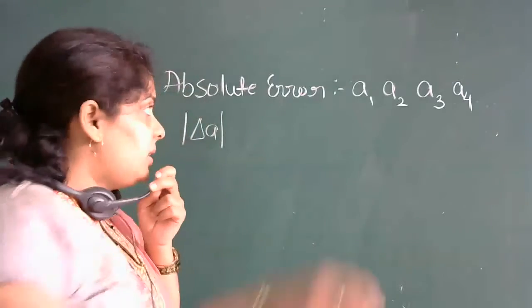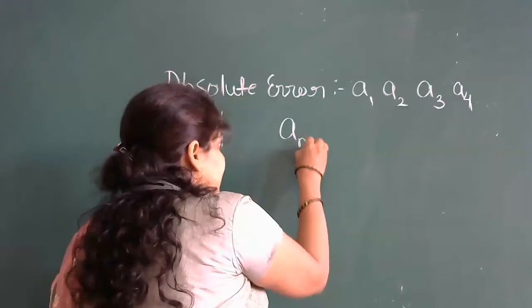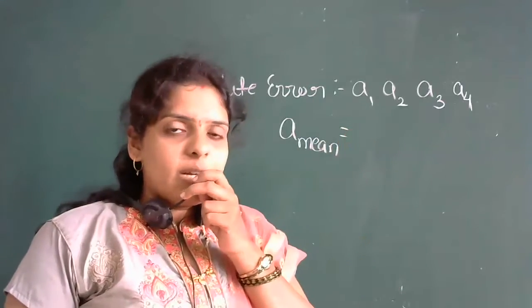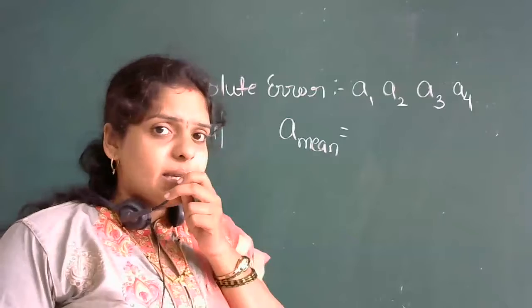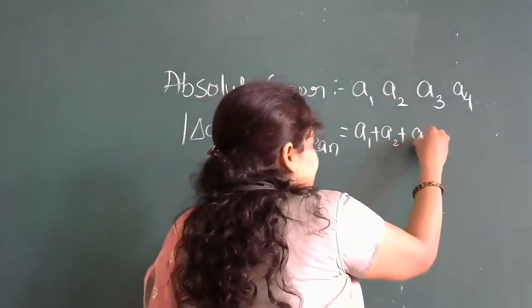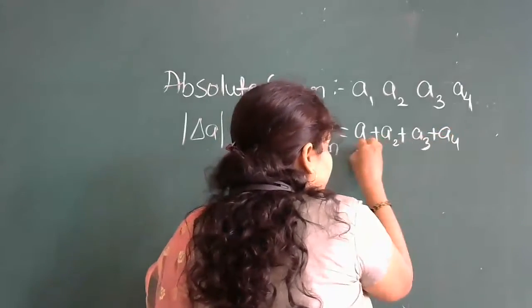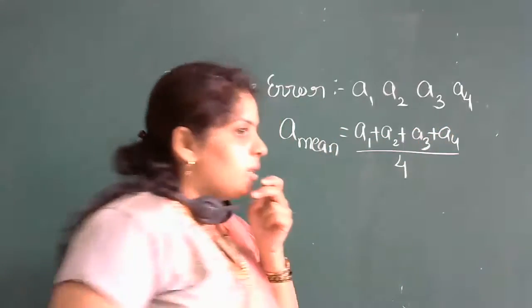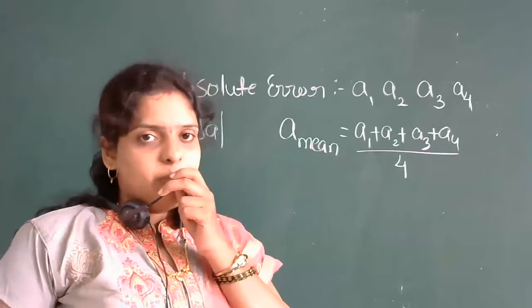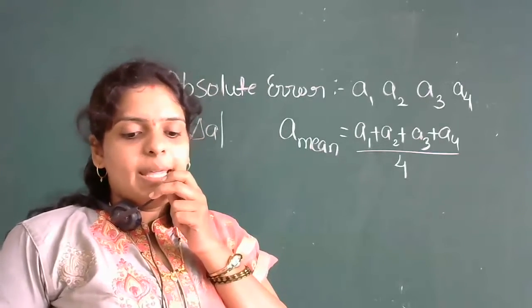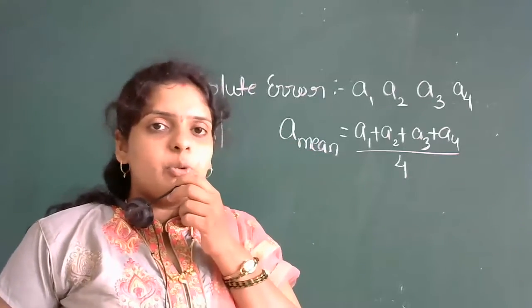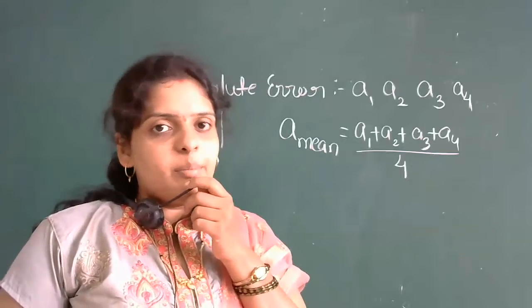I'll write it as A mean, meaning the mean or the average of the given numbers. A mean is equal to A1 plus A2 plus A3 plus A4, whole divided by 4. So this is your A mean. Whatever A mean you are getting, just write it as A mean only. In general, I am explaining to you. If you want, once again we will take the help of numbers and we will see.